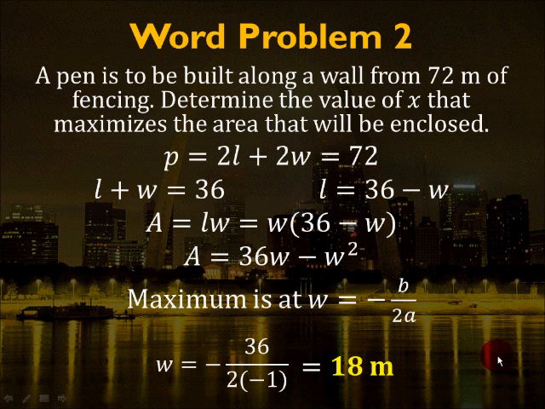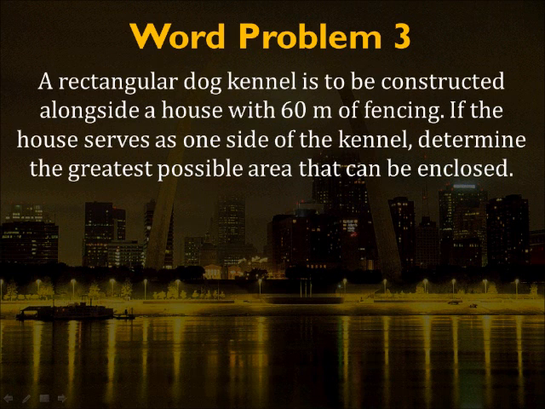And this makes sense again because you're going to have the maximum area using a length of fence when you make it a square as opposed to any rectangle. So again, use the formula for the perimeter and the area, do a substitution. You're going to want to get an area as a function of the width or the length or whatever. And then solve for the maximum by using this negative b over 2a formula. Alright, number 3. A rectangular dog kennel is to be constructed along a house with 60 meters of fencing.